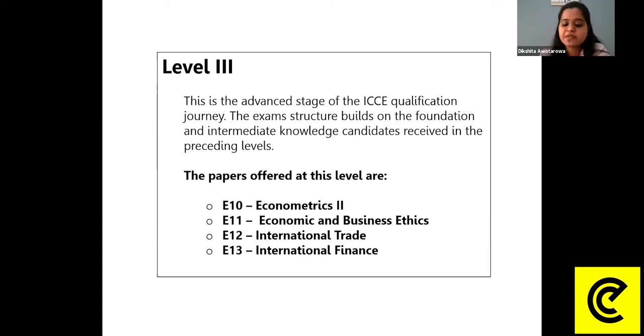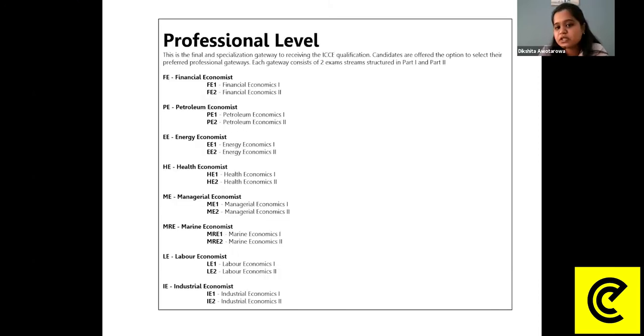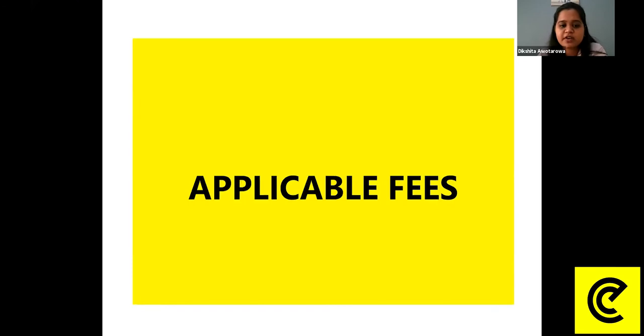Now, on completing these 3 levels, you will have the opportunity to take professional level papers, which is basically here, as you can see, financial economist, financial economics 1, financial economics 2, petroleum economist, energy economist, health economist, managerial economist, marine economist, labor economist, and industrial economist. So these are the papers that are available in the professional level. You will have the choice to select any of those specialization papers.